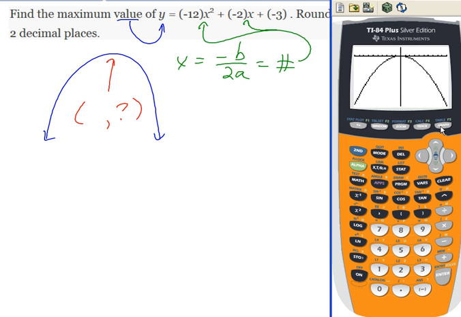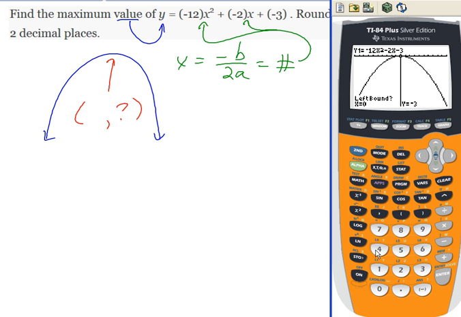Okay? If I want to find the peak of this thing, where do I always go when I want to do stuff with a graph? Where are the tools I use to do stuff to a graph in here? Second calc, yeah, second calc. And then the one I want here is 4, right, for maximum.